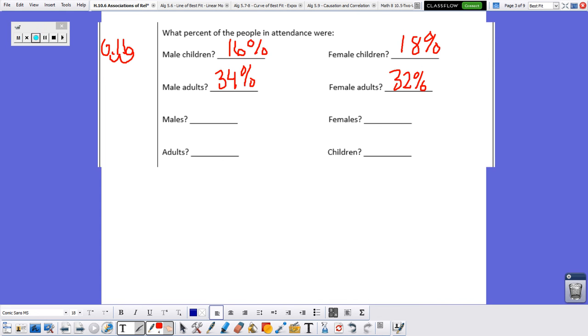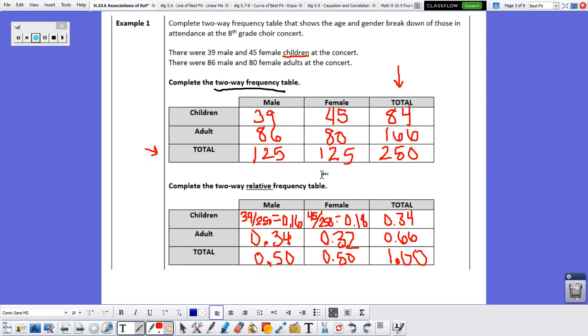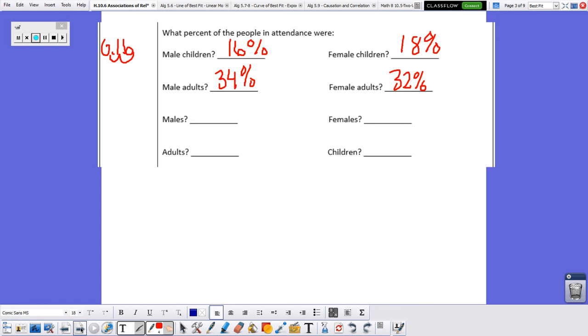How many were females? Well, that doesn't tell me adults or children. So if I go back to this column, I want all the females, the total. That was 0.5. Okay, well, I know 0.5, that's 50%. So half the people there were female. And then it asked me, how many were male? Well, if half were female, male was also 0.5, so that's 50%. Make sure you have your percent labels.